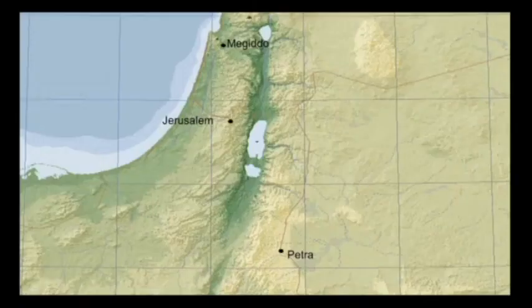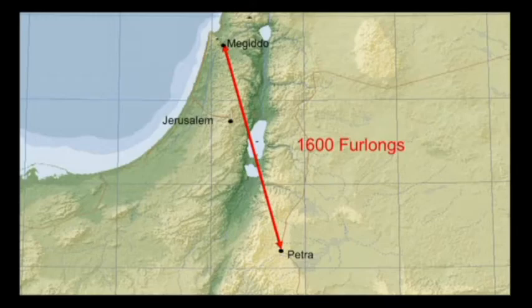Well, let's take a look at this. Here's a map. And Megiddo is where, in Revelation 16:16, he gathered them together in a place which is called in the Hebrew tongue Har Megiddo, right? Armageddon. Okay? And that's Megiddo. But you see, what's interesting here, they're 1,600 furlongs off. They've retargeted themselves, not against Jerusalem. That was presumably the intent. No, they're going after Petra.